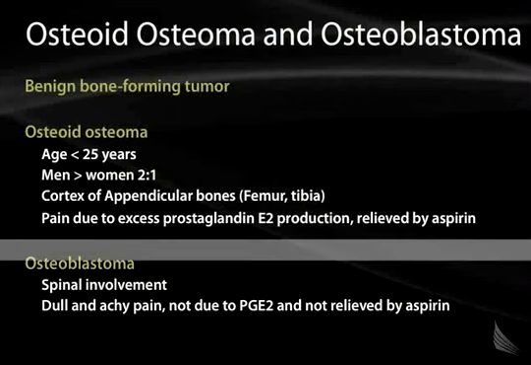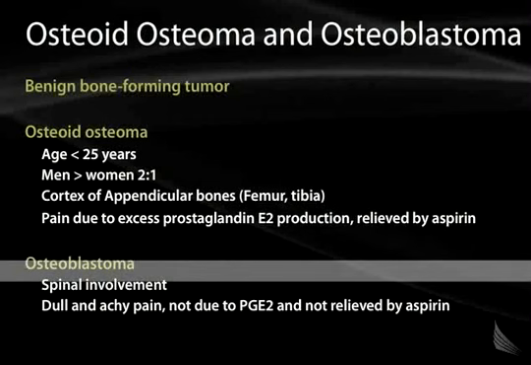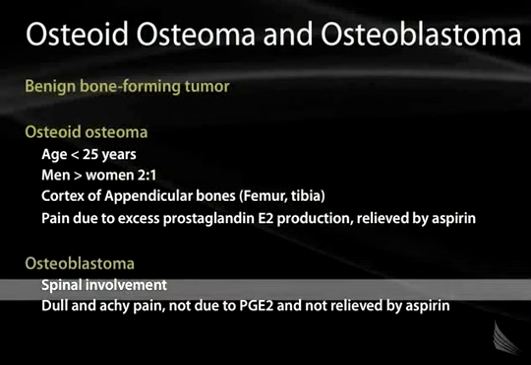The osteoblastoma, on the other hand, has a predilection for the spine, in particular the vertebrae. The pain is dull and achy and is not relieved by aspirin, and thus is not thought to be due to excess prostaglandin E2.